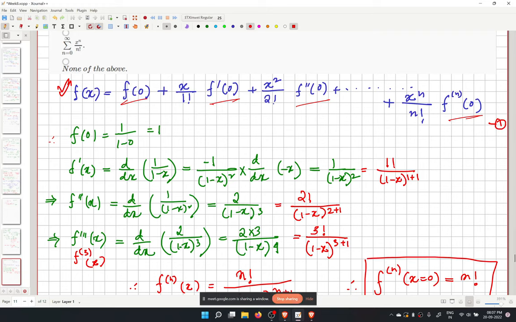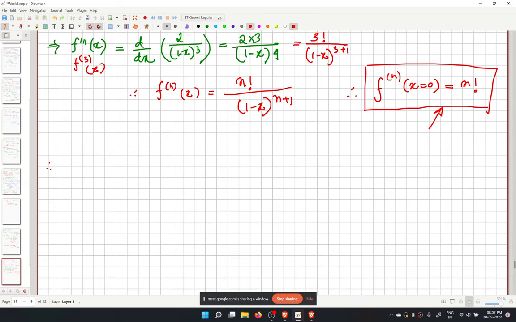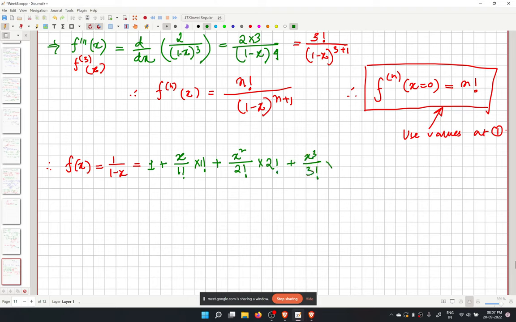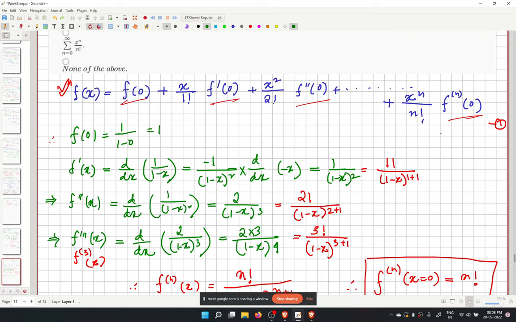So let us call this expression number 1. Use these values in expression 1. So we will have f of x equal to 1 over 1 minus x, which will be equal to f of 0, that is 1, then x by 1 factorial times the first derivative of f(x) evaluated at 0, that will be 1 factorial, then we will have x square by 2 factorial times 2 factorial, x cube by 3 factorial times 3 factorial, and so on. What will be the nth term? The nth term will be x to the power n. So let us focus on this term.